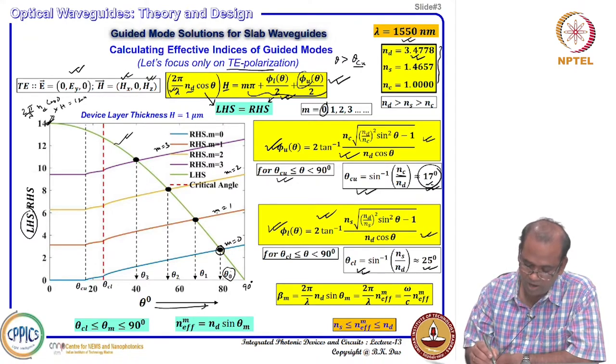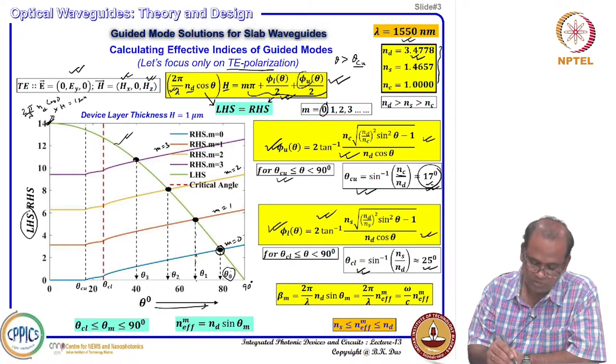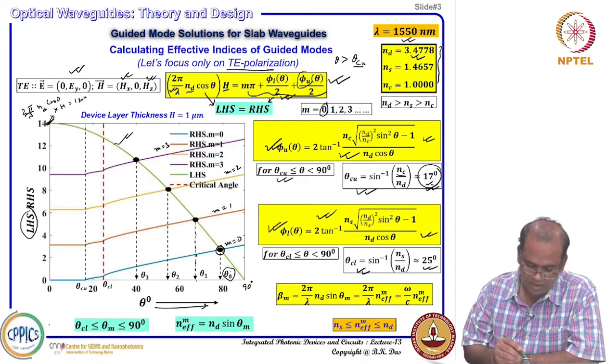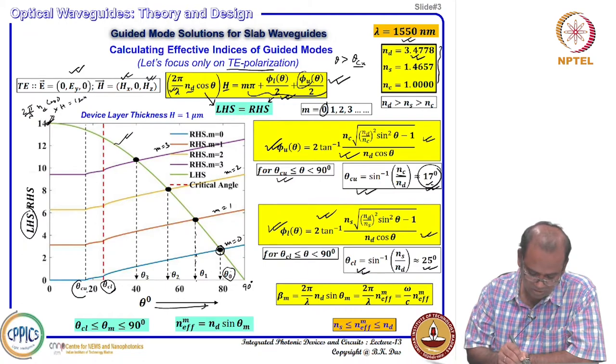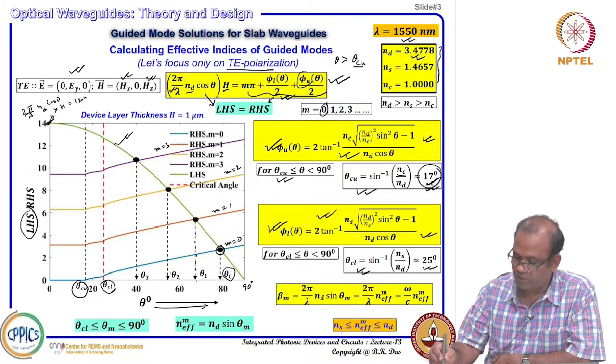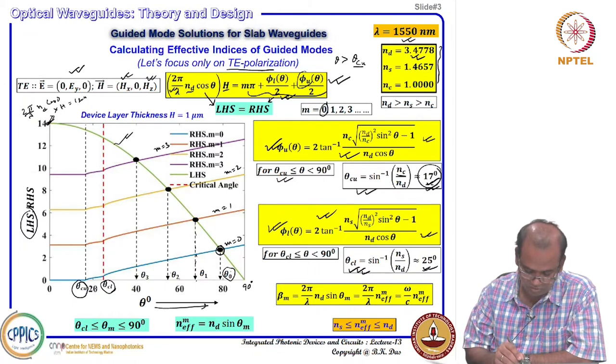The corresponding theta is theta naught, that is one solution. Similarly, for m equal to 1, we get this curve and the corresponding theta 1 solution here, for m equal to 2 the corresponding theta 2 value, and for m equal to 3 the corresponding theta 3 value. In this curve, we have also shown the position of theta c l and the position of theta c u. Theta c u is 17 degrees, theta c l is 25 degrees, so somewhere around 20 here are theta c l and theta c u.